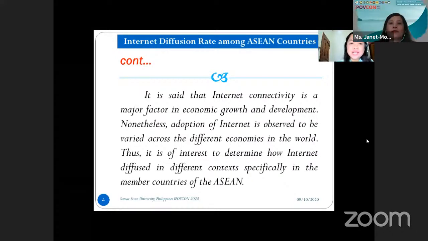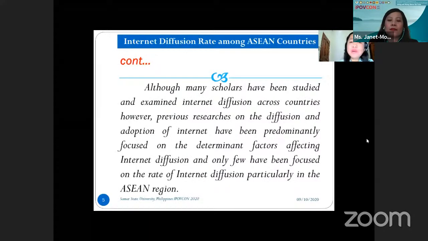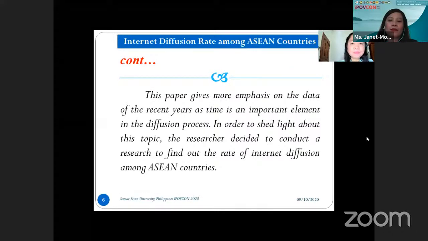Thus, it is of interest to determine how the internet diffused in different contexts, specifically in the member countries of the ASEAN. Although many scholars have examined internet diffusion across countries, previous research on the diffusion and adoption of the internet has been predominantly focused on the determinant factors affecting internet diffusion, and only a few have focused on the rate of internet diffusion, particularly in the ASEAN region.